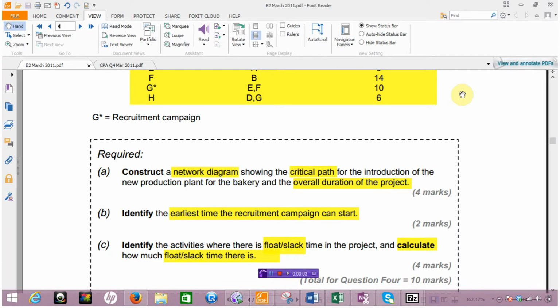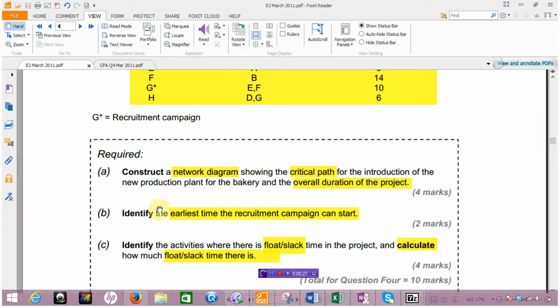Hi everyone, this is a screencast for Independent Colleges Dublin covering the area of CPA or Network Analysis for CIMA E2 for November 2014. And I'll draw your attention to question 4 of March 2011 in this respect. What you'll see from that question on CIMA's website is that it's a 3-part requirement and just 10 marks.